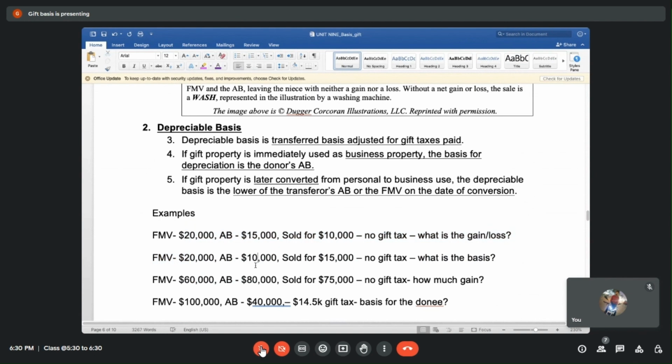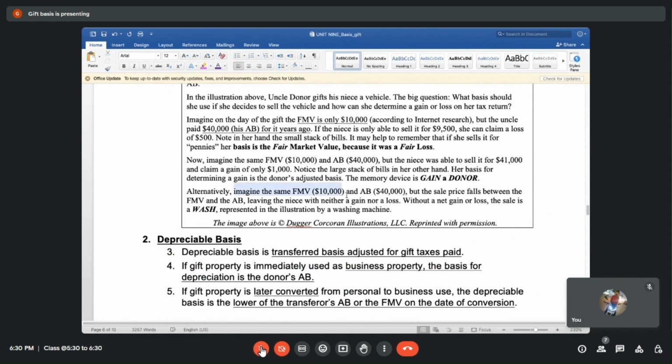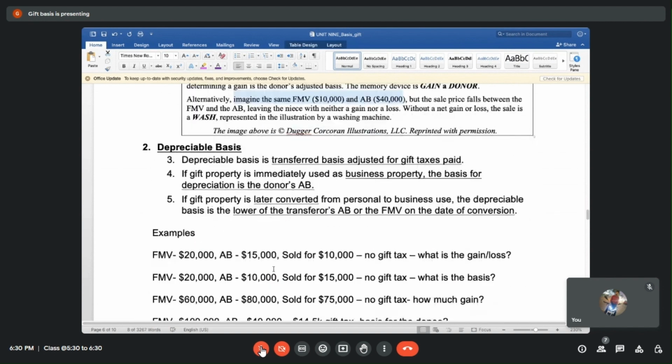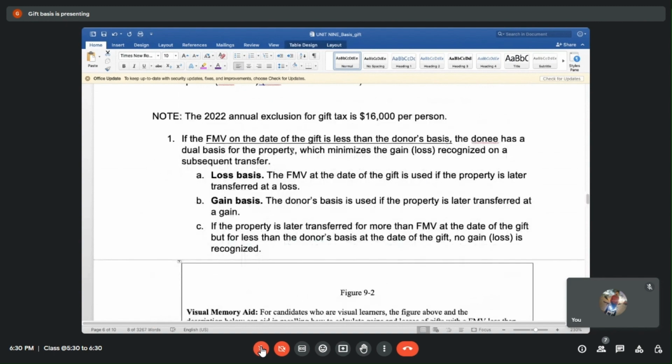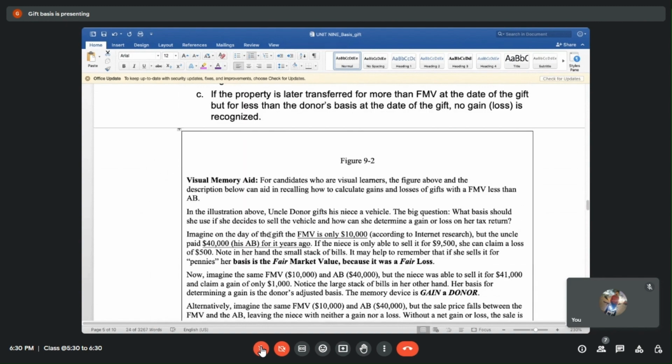Let's go to the next one, where the fair market value is going to be lower than the adjusted basis. Fair market value is 60,000, basis is 80,000, and later on it is sold for 75,000. What happens? No profit, no gain, because it falls in that range between the fair market value and adjusted basis. The reason we have these rules is that fair market value is less than the donor's basis.